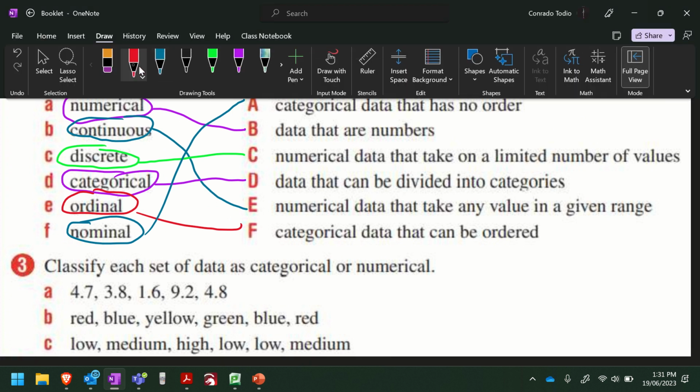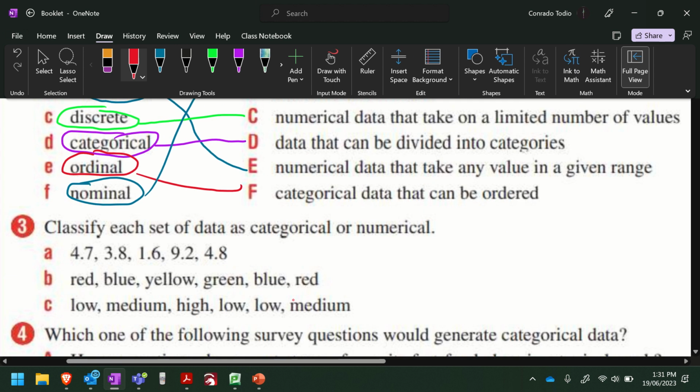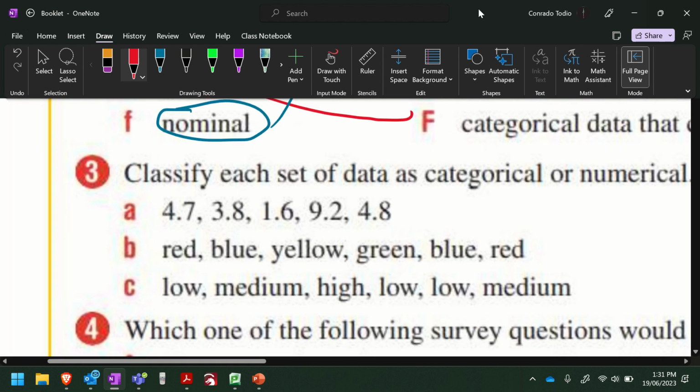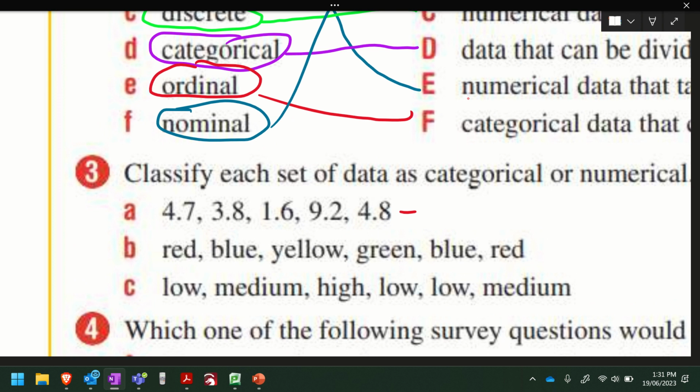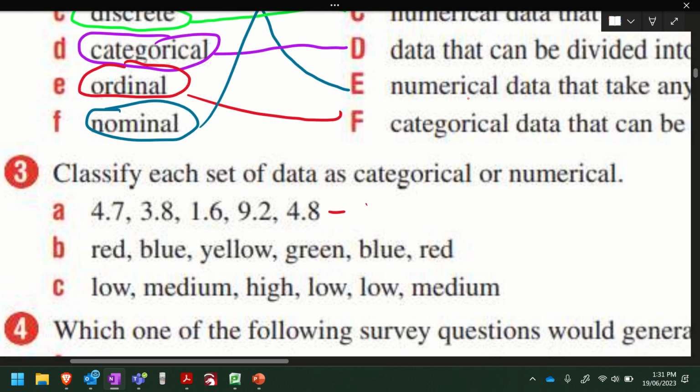is to classify the kind of data you're working with here as either categorical or numerical. First one, what is it, guys? Easy. Okay. Now, here's the thing, yeah? You can't tell if it's continuous or discrete because we don't know what kind of data it is. Are you counting it or are you measuring it? So we can just say it's numerical for now.